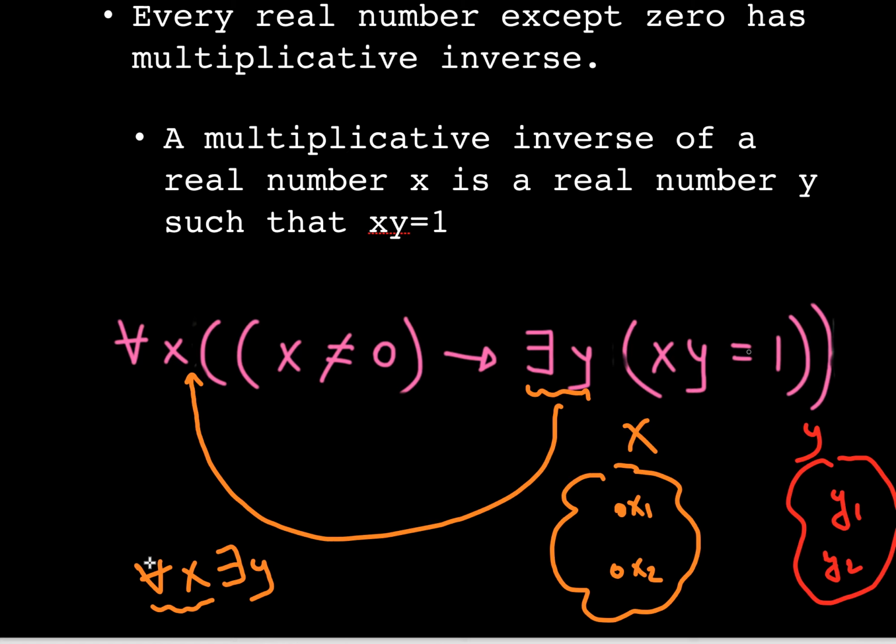But what I really want to say in this question is that a multiplicative inverse of a real number x is a real number y, and this y does exist only for certain x's, such that x has to be not zero. Here's the key: the x has to be not zero. So for all x's, I'm going to go in this orange domain, for all x's, as long as you can give me those x's such that x is not equal to 0.